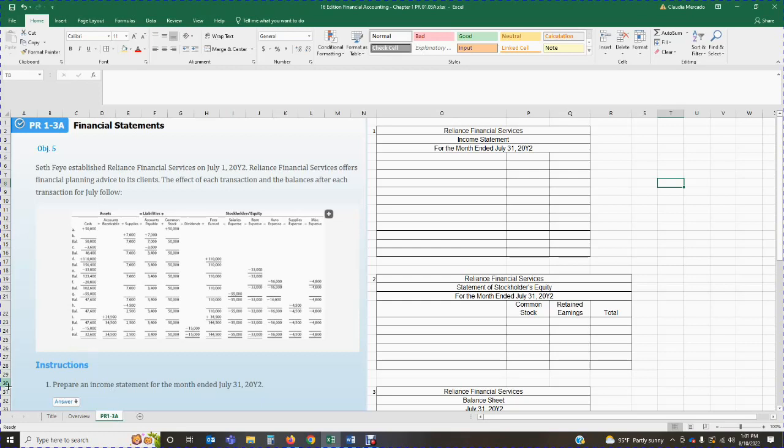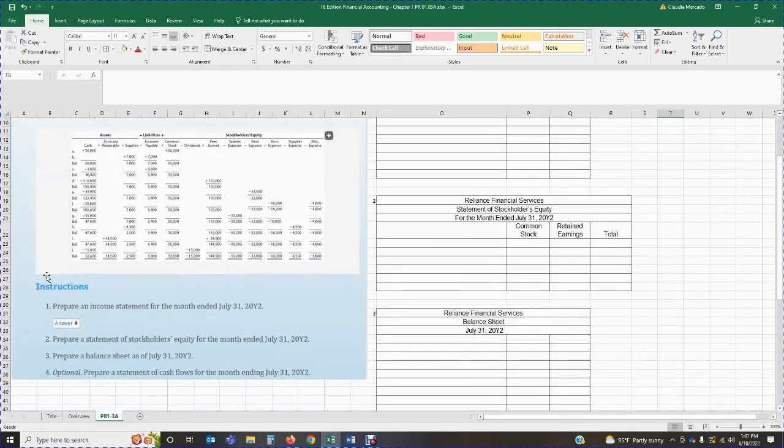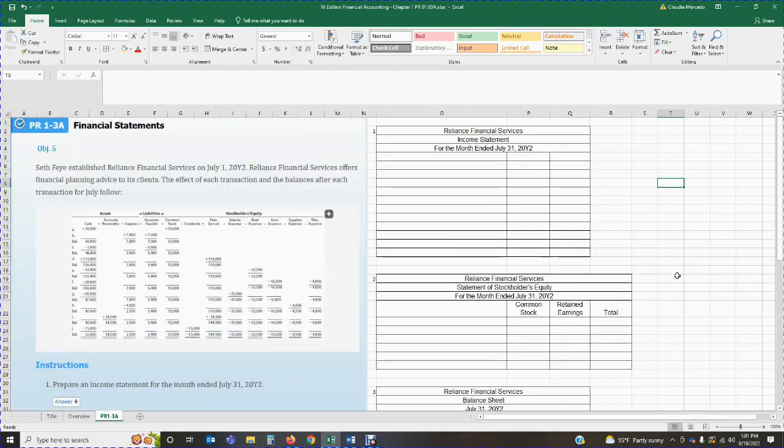The problem reads: Seth Fay established Reliance Financial Services on July the 1st. Reliance Financial Services offers financial planning advice to its clients. The effect of each transaction and the balances after each transaction for July follow. So they give you everything. They've done all the work for you, and you've got the ending balances and the different transactions that occurred during the month. We are required to prepare an income statement for the month ended July 31st, a statement of stockholders' equity, a balance sheet, and a statement of cash flows. So we have to prepare the four financial statements.